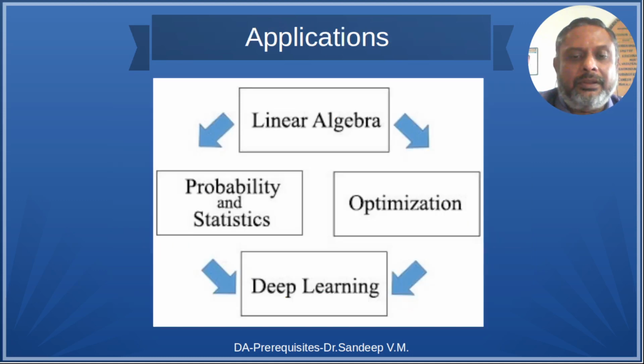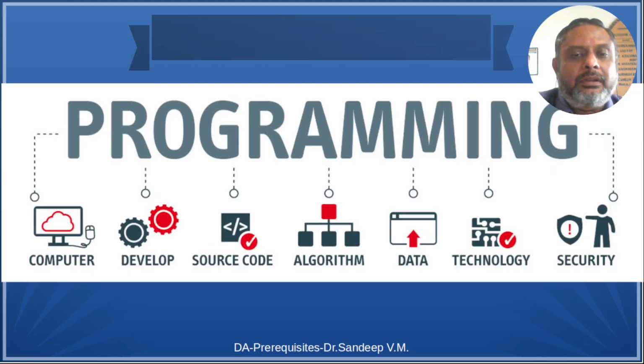So totally we use linear algebra for probability and statistics, and that in turn is used for deep learning. Linear algebra is used for optimization, and that is used with deep learning. Next we look at what we have in our programming requirement.